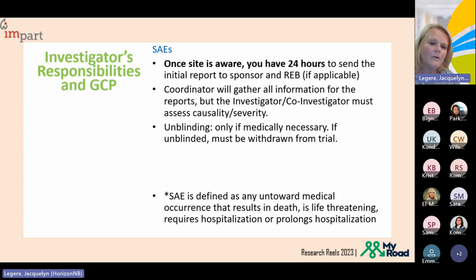Coordinator is research coordinator. That can be a research coordinator nurse, or it can be another member of the team, who collects the information. But again, the investigator, the co-investigator must assign causality and determine the severity. If there's any chance that unblinding might be required for medical treatment of the participant, that has to go to the sponsor first. That's a really big deal. If you have to unblind it, it's a huge process. In the probably close to 30 years that I've been working in this field, I don't think I've ever seen an unblinding, and I started out as a research nurse, so it doesn't typically happen.